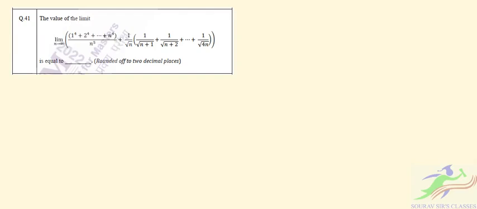So this is question number 41 from the IIT JAM 2022 paper. We have to find the value of the limit, rounded off to 2 decimal places. Here you can see that there are two parts of this limit, so we will divide this into two things.